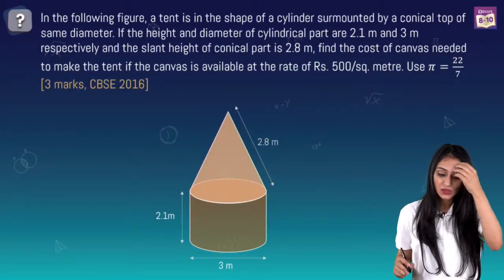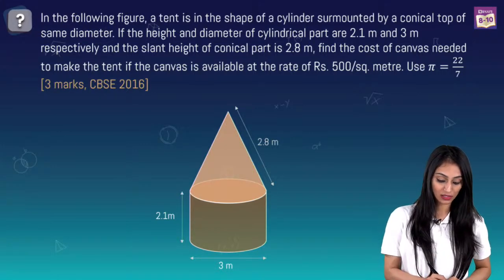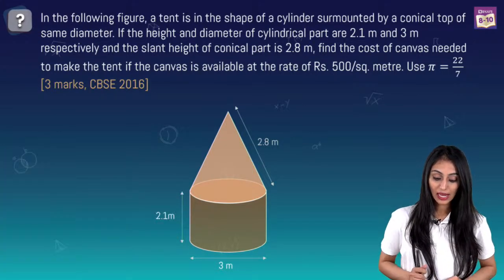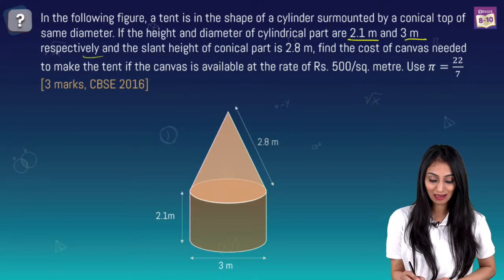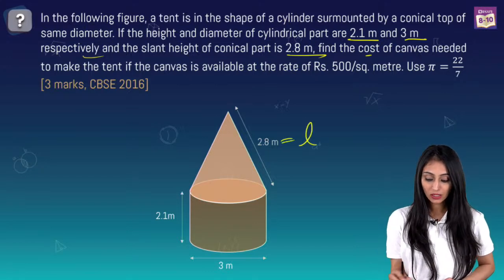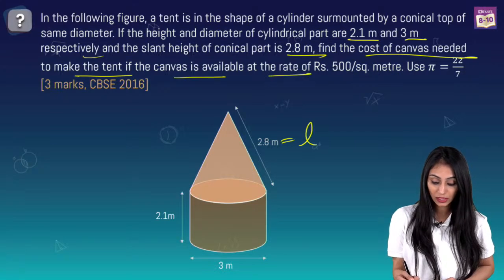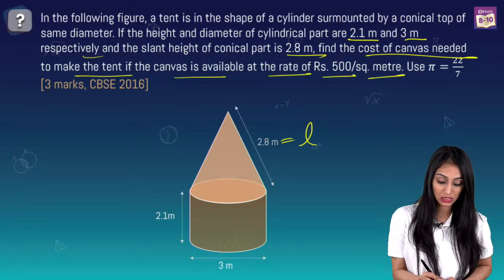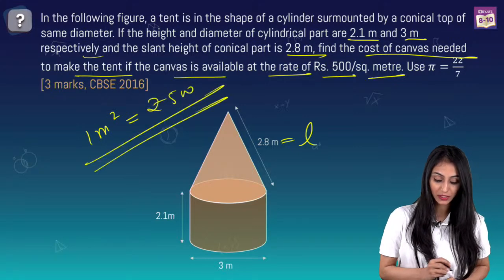So here we go. So in the following figure, a tent is in the shape of a cylinder surmounted by a conical top of the same diameter. If the height and diameter of cylindrical part are 2.1 meter and 3 meter respectively, and slant height of conical part is 2.8 meters. This is the slant height. Find the cost of canvas to make the tent if the canvas is available at the rate of rupees 500 per square meter. That means for 1 meter square it costs rupees 500, right?